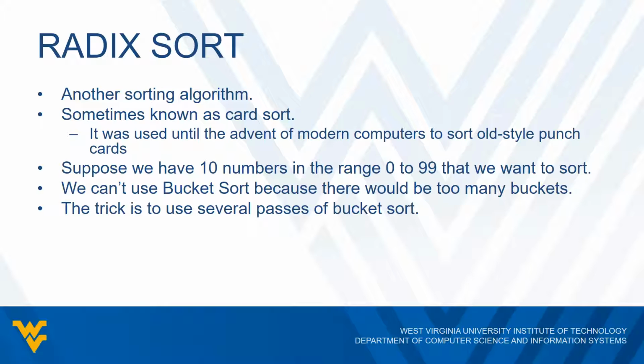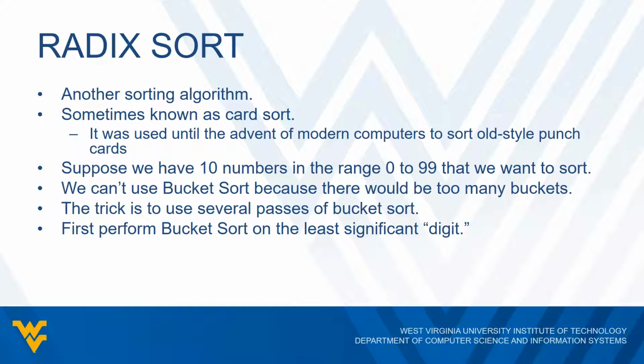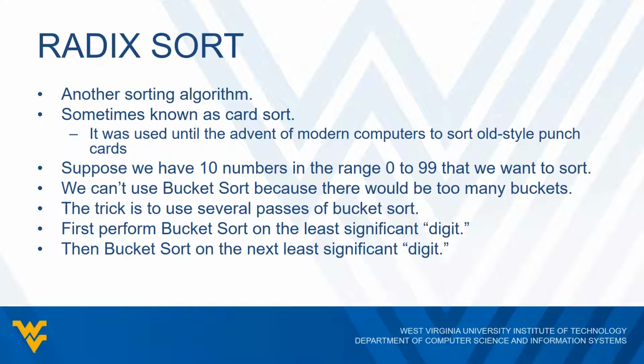So we would first perform bucket sort on the least significant digit. So like if we're dealing with decimal numbers, that would be the ones place. We would then perform bucket sort on the next least significant digit. So that would be the tens place. And then we would do bucket sort on the next least significant digit, and so forth.